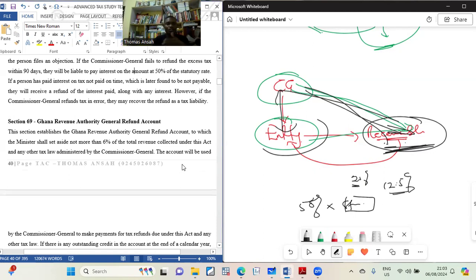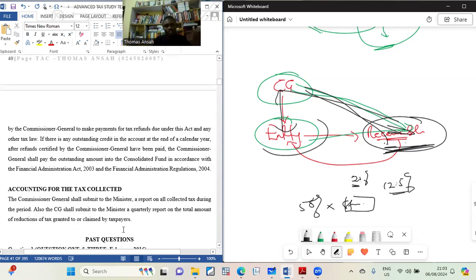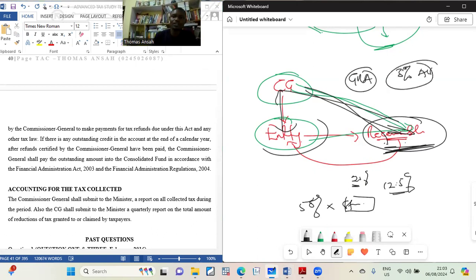Now, the Ghana Revenue Authority general refund account is actually created, and normally they put in not more than 6% of the monies they've collected inside the account, so that if there is any refund to be made, it is done. Now, before I let you go, in GRA, by law, they are supposed to maintain 3% of all the taxes they collect. So of all the taxes collected, 97% goes to the consolidated fund, and 3% stays with GRA. GRA is a body corporate.